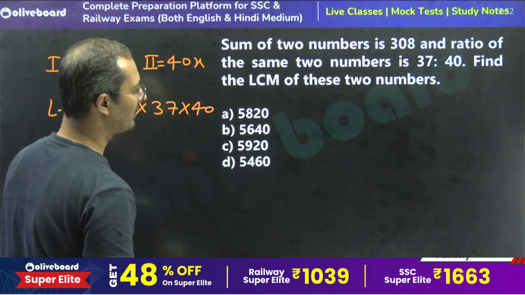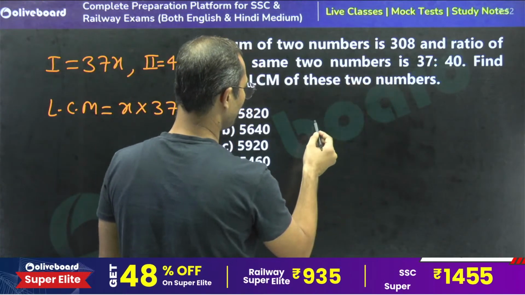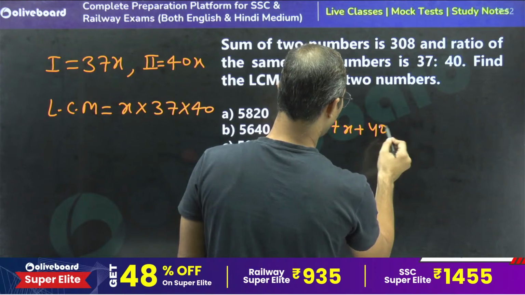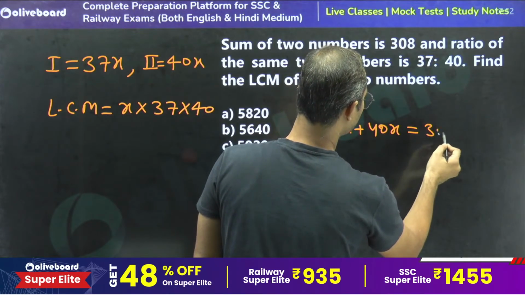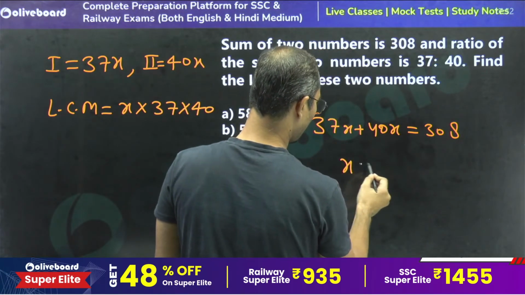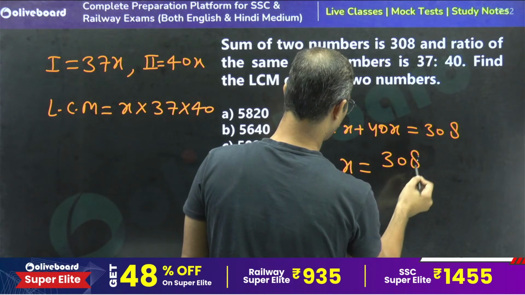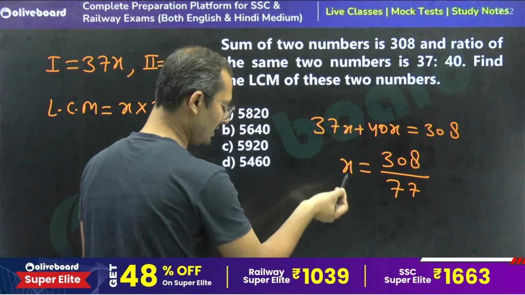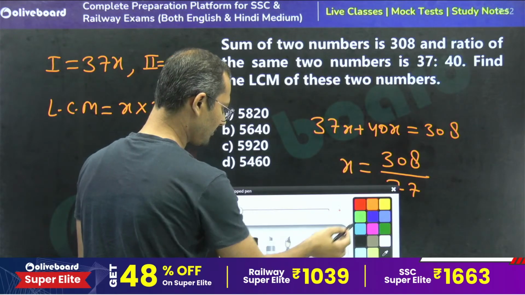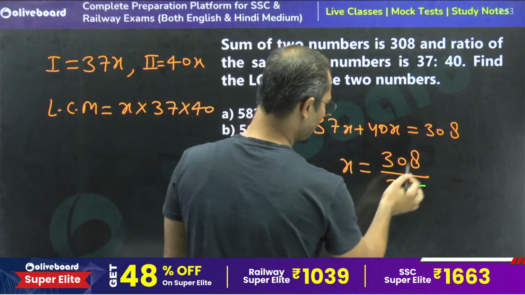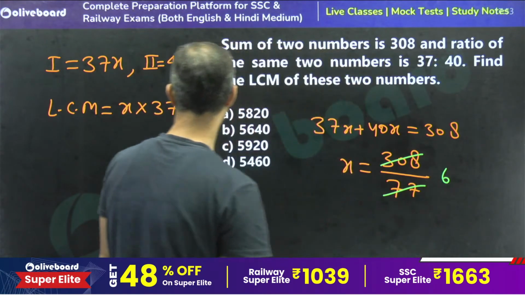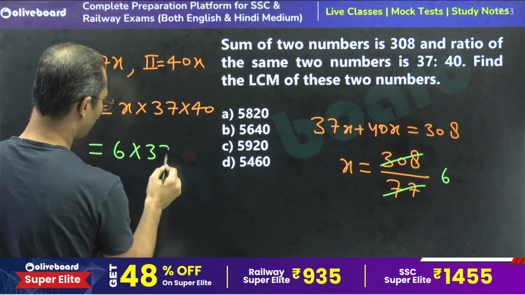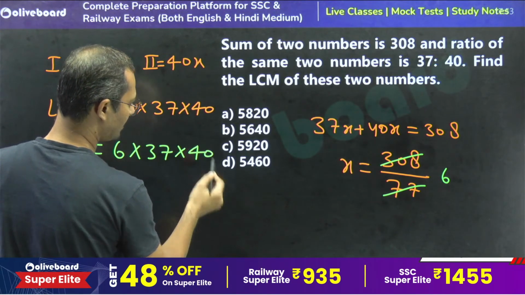Is this clear? So we have the sum. So we can say that 37x plus 40x is equal to 308. So x is equal to 308 divided by 77, right? So by 77 it is cancelled how much time? So we can say that LCM is going to be 6 into 37 into 40. Is this clear?